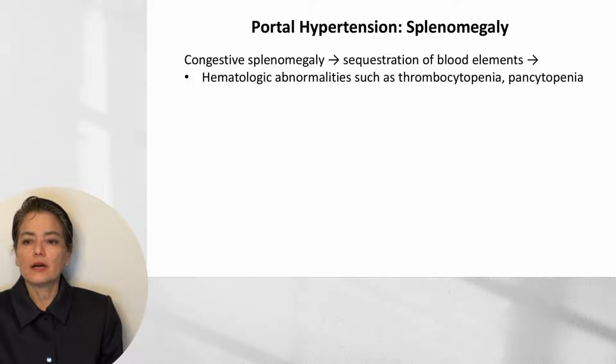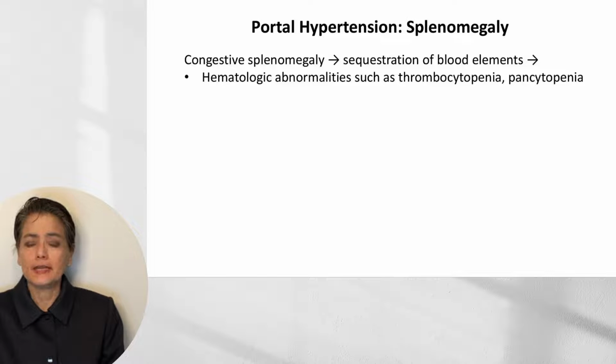The final component of portal hypertension I'd like to mention is splenomegaly, because we are going to get back pressure of blood to the spleen, which is going to result in congestive splenomegaly. The spleen is going to enlarge. Now, one of the roles of the spleen, as you're aware, is to clear out damaged blood cells and platelets. And when you have an enlarged spleen, you have a greater surface area. You can get sequestration of these blood elements that can lead to hematologic abnormalities such as thrombocytopenia and pancytopenia. Now, this thrombocytopenia is additionally a risk because remember, your patient is already perhaps has a coagulopathy.